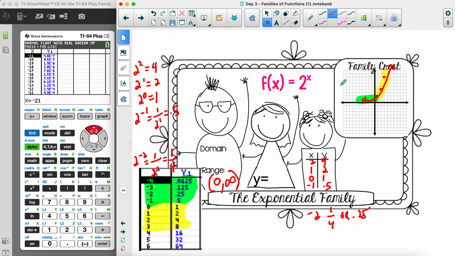The domain is still negative infinity to positive infinity. I can plug in all, oops, that's an 8, guys. I don't know what just happened there. So negative infinity to positive infinity for your exponential functions. Okay? All interesting, okay? Very interesting.